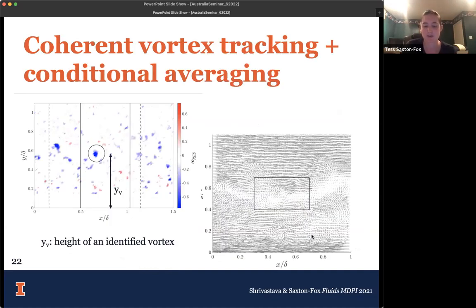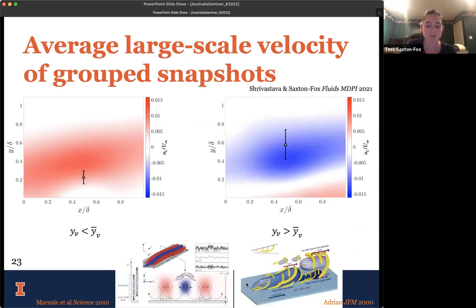And this is also consistent, of course, with other people's visions here. I'm showing a picture by Adrian that has small hairpin vortices on top of large-scale structures like we're seeing here. And then also this nice paper by Marusic et al. from Science 2010, where they show small-scale vorticity below large-scale positive and above large-scale negative as well.